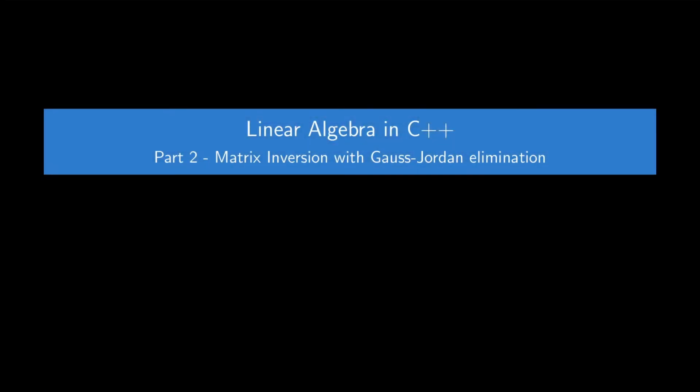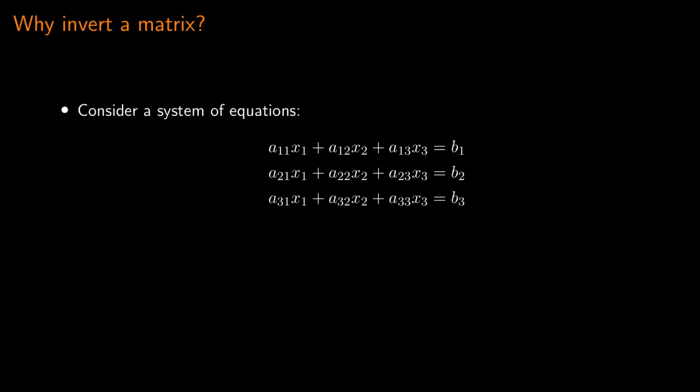Okay, so I want to continue with our discussion of linear algebra algorithms in C++. Before we begin talking about matrix inversion and Gauss-Jordan elimination, I want to provide a little bit of an introduction to precisely why we might want to invert a matrix in the first place. Well, the simplest way of illustrating an example of why we might want to do this would be to look at solving systems of linear equations.